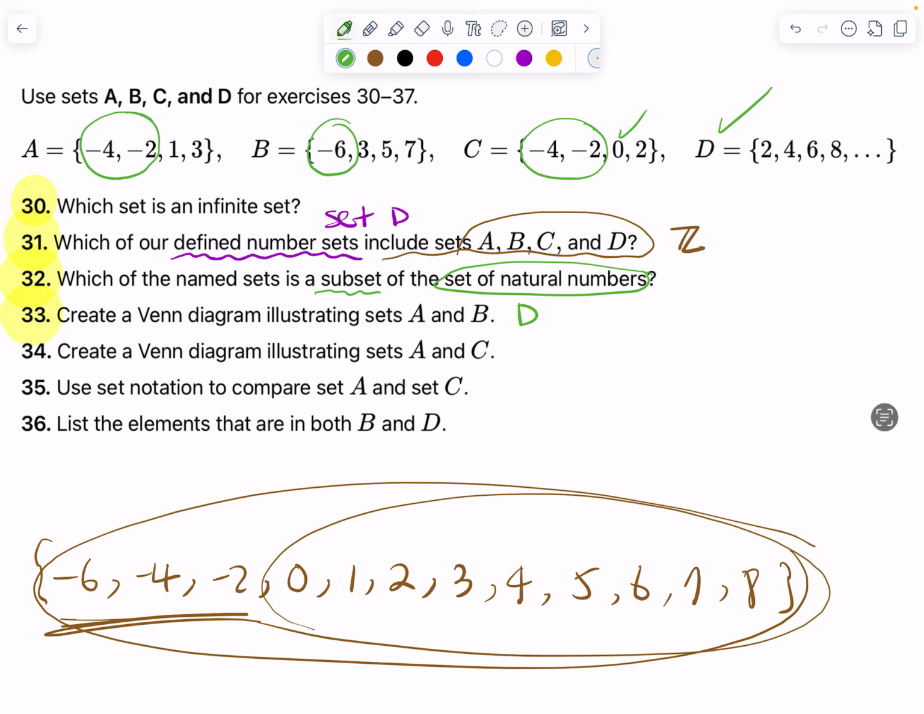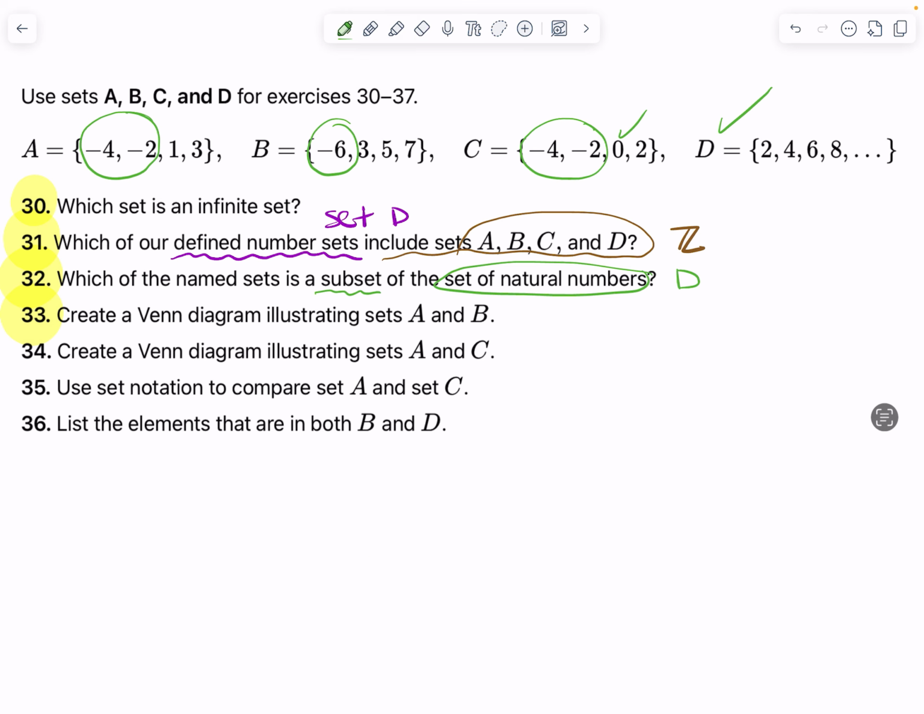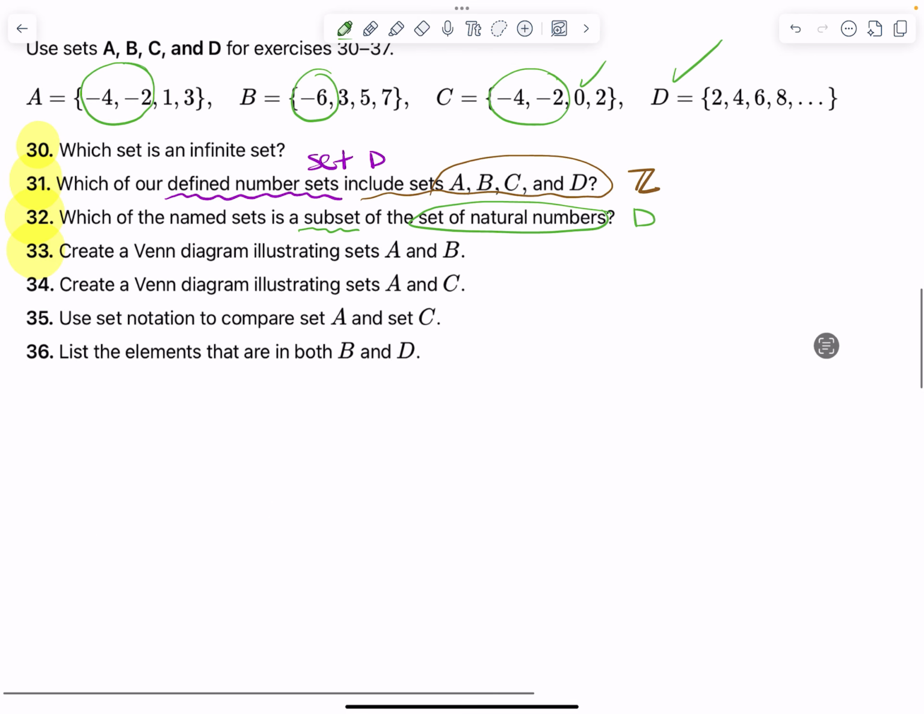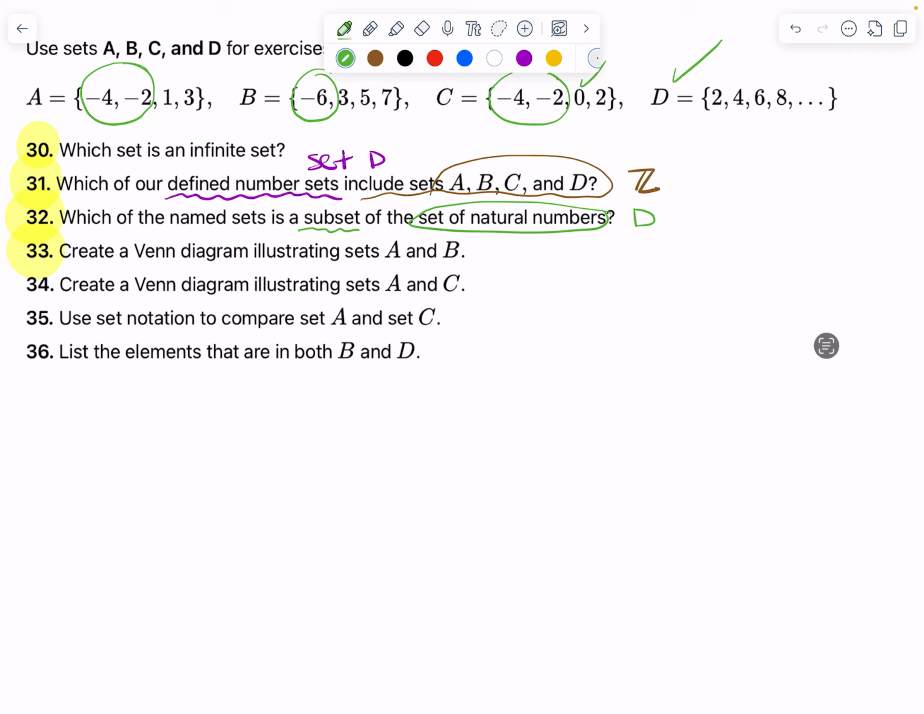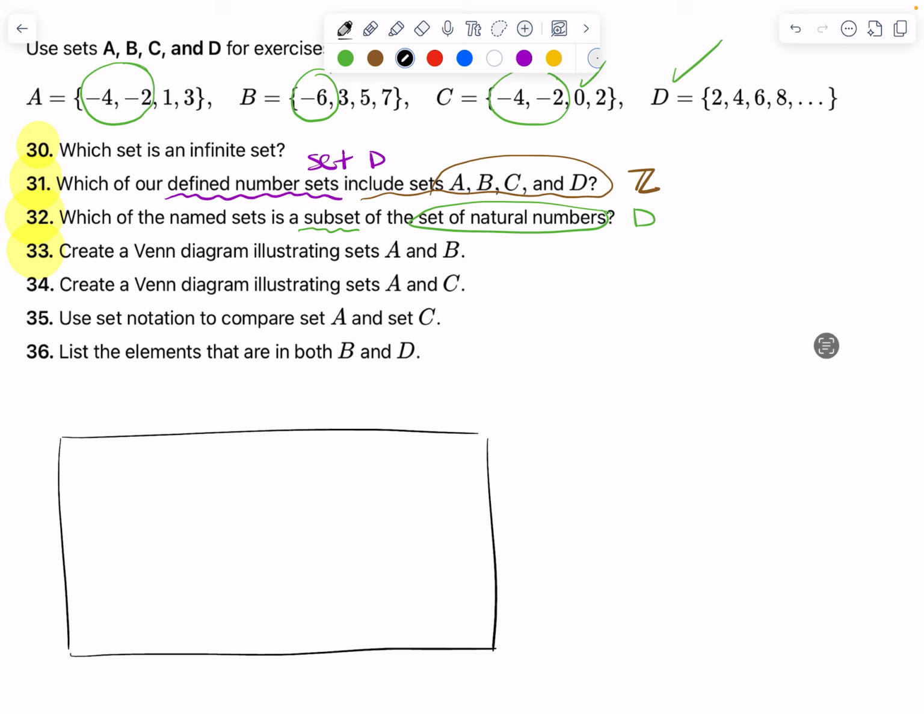All right, number 33. Create a Venn diagram illustrating sets A and B. We learned about Venn diagrams today for the first time. Remember how we drew the Venn diagram? A Venn diagram usually can be in a large rectangular pool, and is made of circles, usually at least 2 circles. So we're comparing set A and set B, so 2 circles.